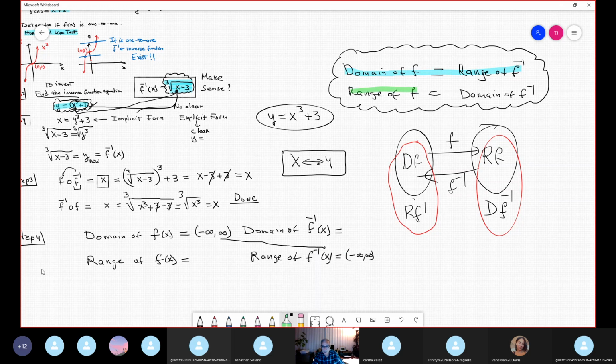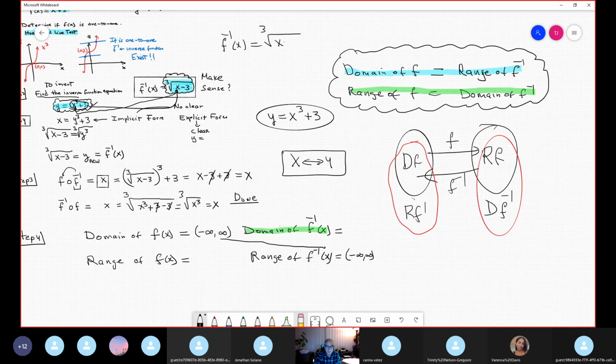What about the range? Well, the range is always complicated, but the domain is relatively easy. So I propose you do it in a different order. So I try to find the domain of the inverse. It's relatively easy because I take the inverse function, which is this. Look, the inverse function is cubic root.